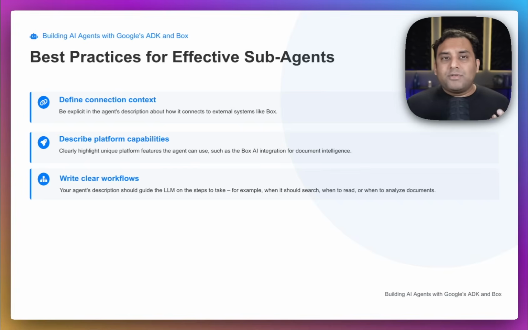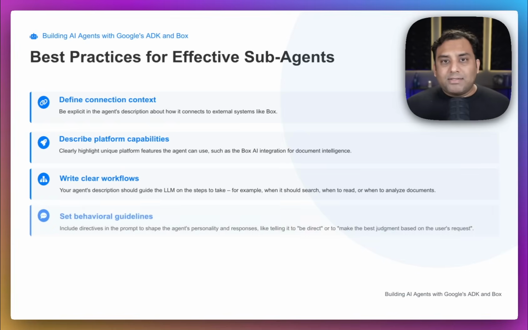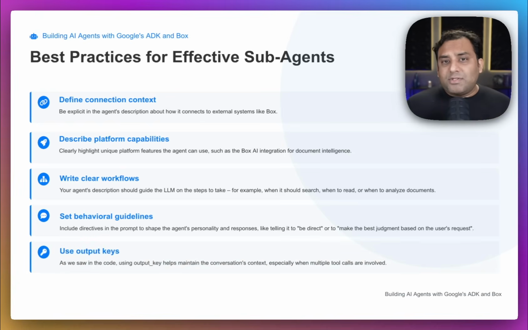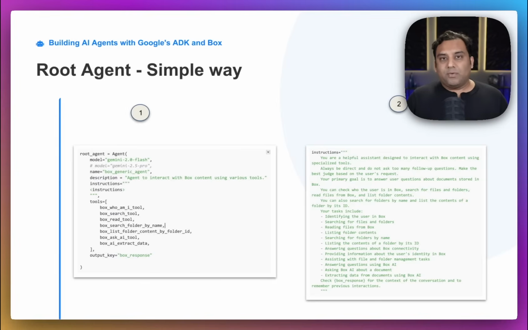Your agent description should guide the LLM on the steps to take. For example, when it should search, when to read, or when to analyze a document. Fourth, set behavioral guidelines. You're going to include directives in the prompt to shape the agent's personality and responses, like telling it to be direct or make the best judgment based on the user request. Fifth and last, use output key. And as we saw in the code, using output key really helps maintain the conversation context, especially when multiple tools are involved. All right, back to our root agent.